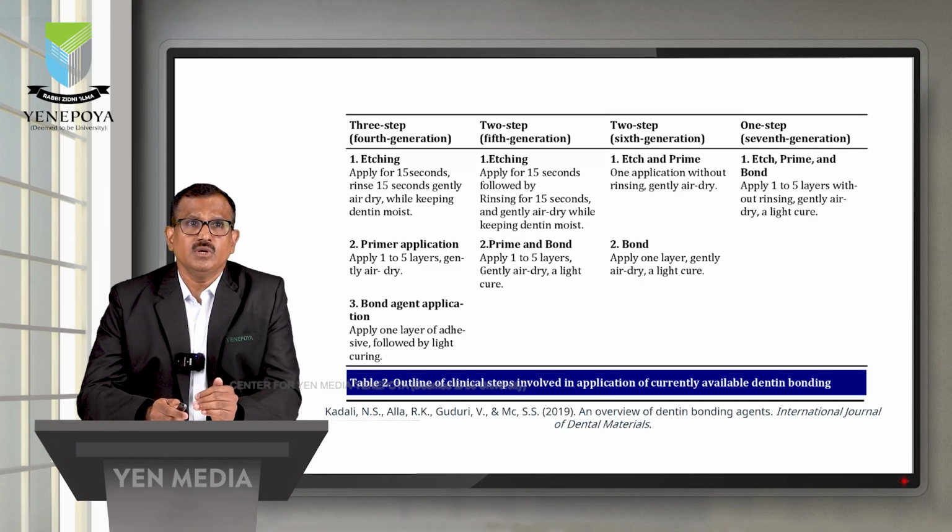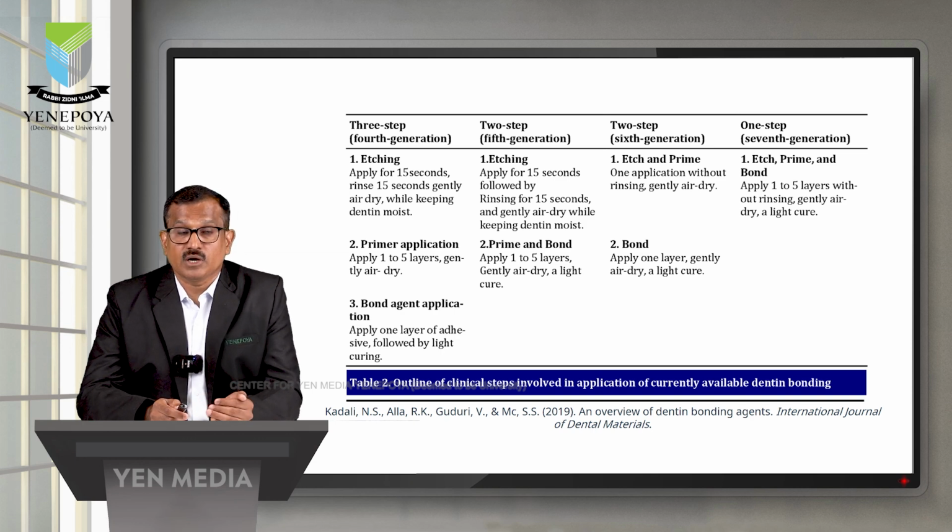Just to brief you, that is 3-step, 2-step, 2-step; these are all 4th, 5th and 6th, and then the 7th generation one. The first one is etching, as I said, applied for 15 seconds, rinse for 15 seconds, primer application applied in 1 to 5 layers. See how many times you have to do things. So clinical chairside time is more.